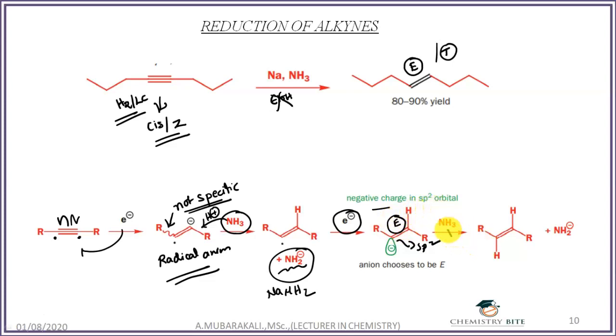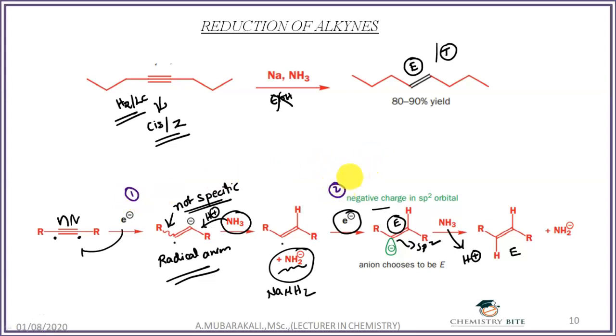The next step is that this ammonia will donate another H plus ion, that is another proton, to the vinyl radical, and will give an E product. So regarding the total number of sodium atoms used here, you can see the first electron was donated by the sodium atom here, and the second electron was donated by the sodium atom here.